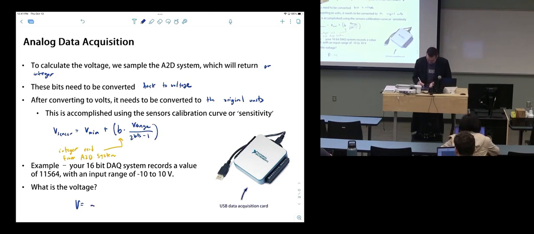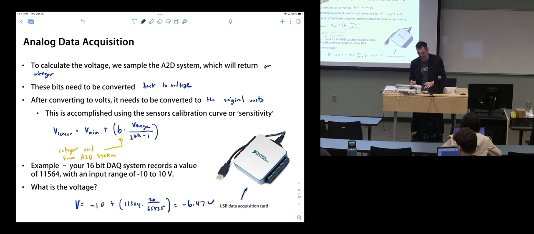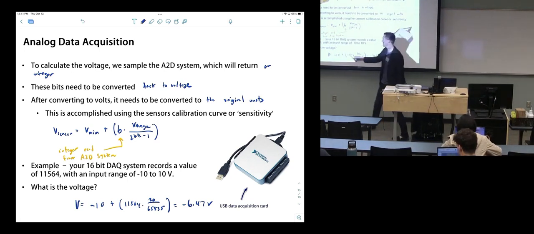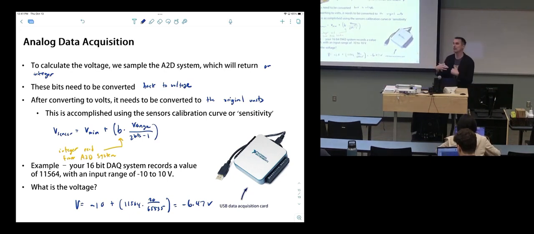So you got that by saying minus 10 plus 11564 times 20 over 65535 equals minus 6.47 volts. So now we'd have a sensor that's reading minus 6.47 volts. That was this process. We just converted it from a bit reading that we got from our analog to digital converter, which had an integer value of 11564, and we converted that back to the voltage that the sensor was actually reading.